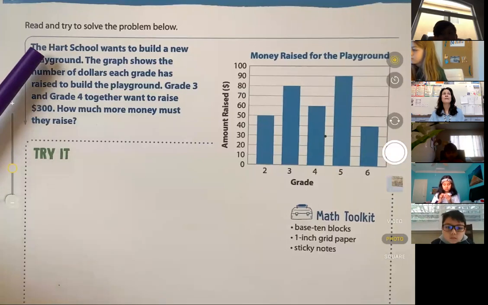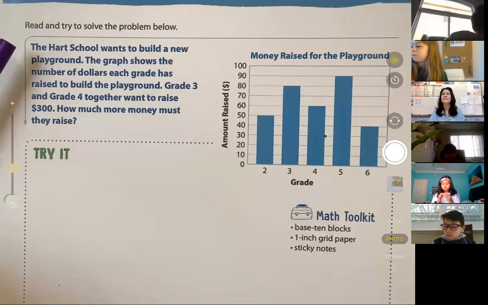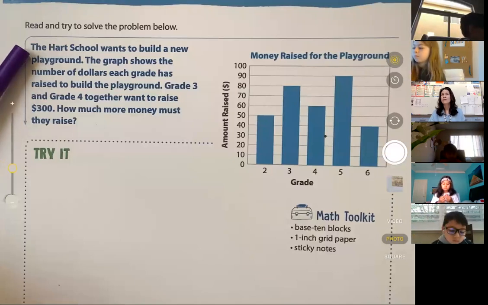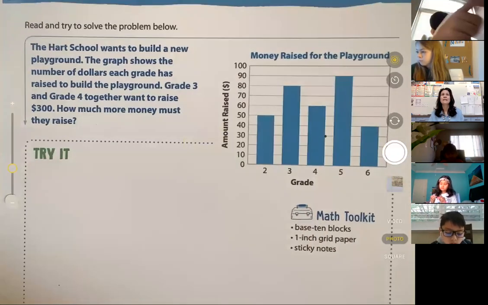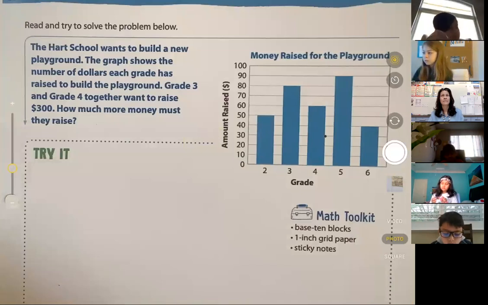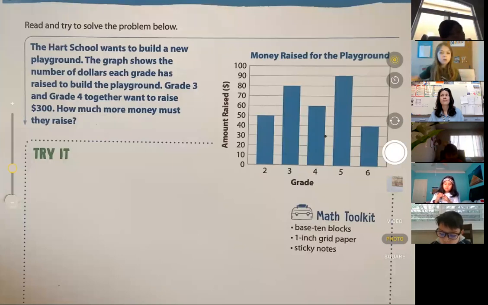Please take a look at the top of page 425. You are going to see that my purple pen is marking where I'm going to begin reading. It says, the Hart School wants to build a new playground. The graph here shows the number of dollars each grade has raised to build the playground. Grade 3 and grade 4 together want to raise $300. How much more money must they raise?